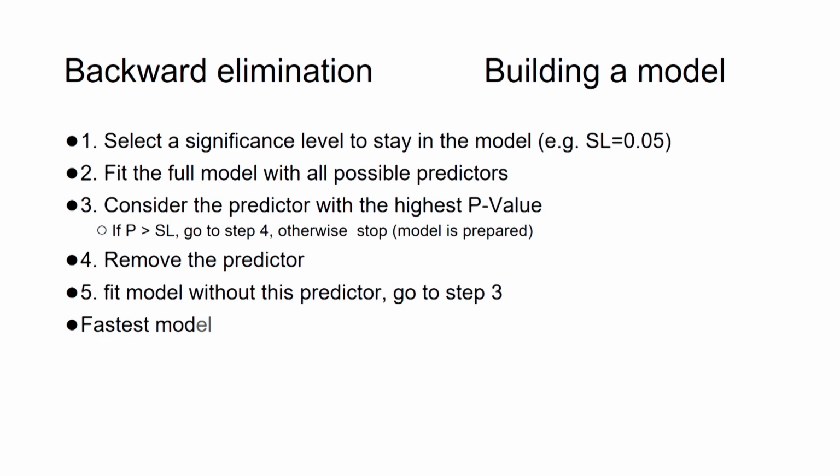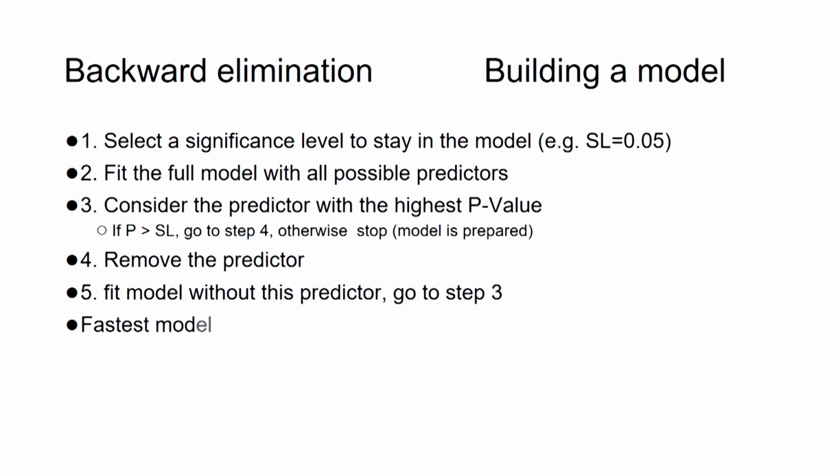Otherwise, if the highest p value is greater than the significance level, we will remove this predictor, and again we will fit the model with the remaining predictors. With the remaining independent variables, we will fit the model, and again after fitting the model we will find the predictor with the highest p value, and again we will check if p is greater than this significance level.